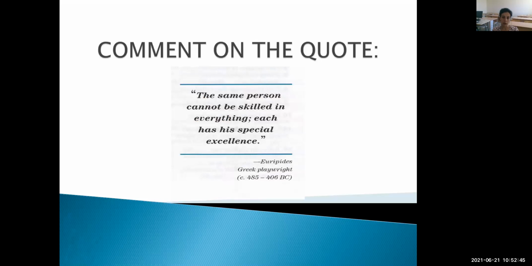Then, first, I would like you to comment on the quote that you've seen on your screen and let's discuss it. The quote is: The same person cannot be skilled in everything. Each has his special excellence. So what does it mean? Each of us is an individual, right? All of us cannot be the same. Each has his own something that he is skilled at. We cannot be skilled at everything at the same time. One person can be skilled at something while another person cannot be skilled at the same skill, but can be skilled at something else. That is why this quote says that the same person cannot be skilled in everything. Each has his own special excellence. We are different, we are individuals, and we are skilled in different things.